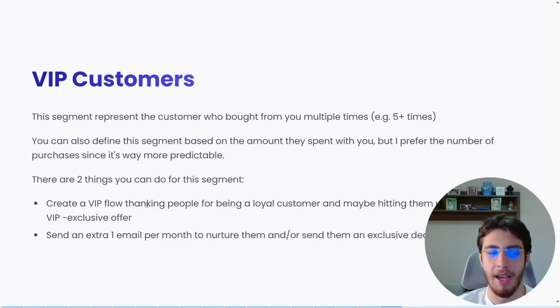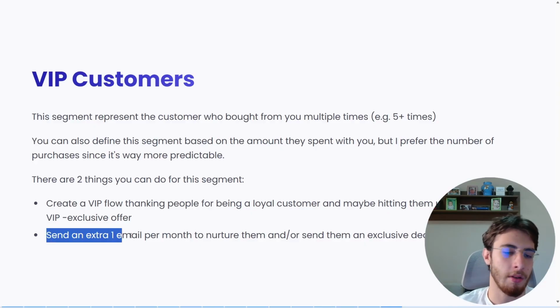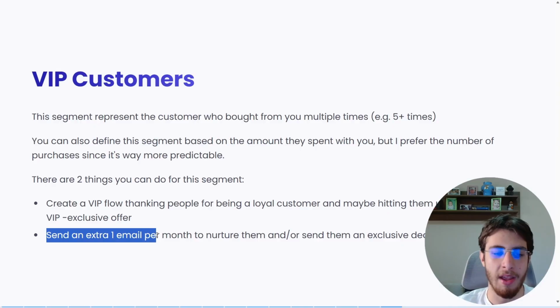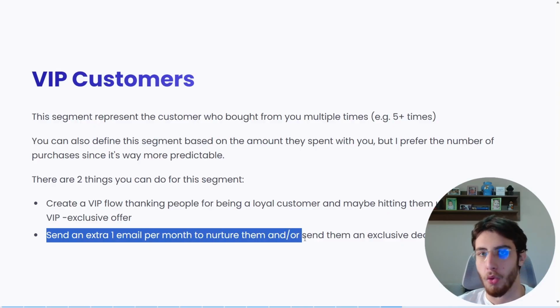And also you're getting them to buy again, even if they did not plan to buy again, because you're giving them a very good offer. They bought for the 5th time. Why not the 6th, right? So they give you more money. Why not, right? Or, and you can send an extra 1 email per month to nurture them, and/or send an exclusive deal.